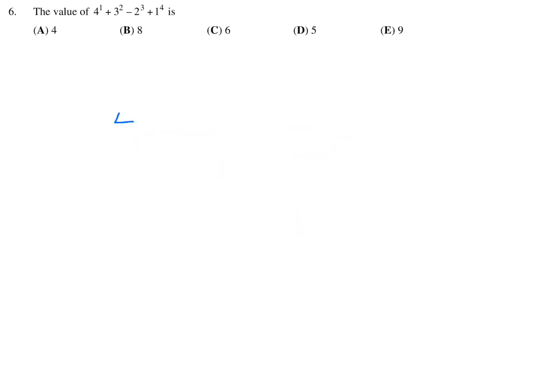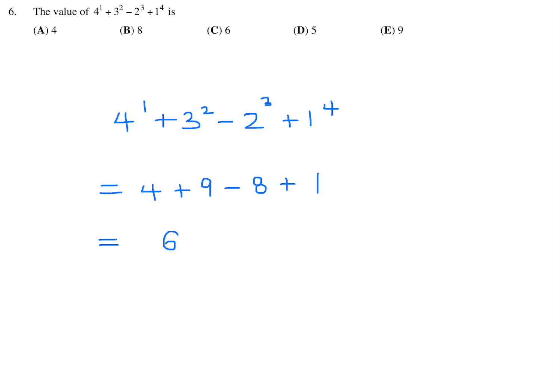The value of 4 to the power of 1 plus 3 to the power of 2 minus 2 to the power of 3 plus 1 to the power of 4 is: 4 to the power of 1 is 4, 3 to the power of 2 is 3 times 3, which is 9, 2 to the power of 3 is 8, and 1 to the power of 4 is 1. So 4 plus 1 plus 9, that's 14, and 14 minus 8 is 6. So number 6, the answer is 6, and that is choice C.